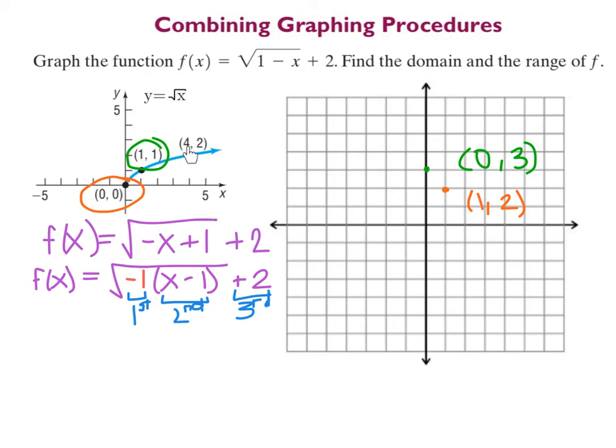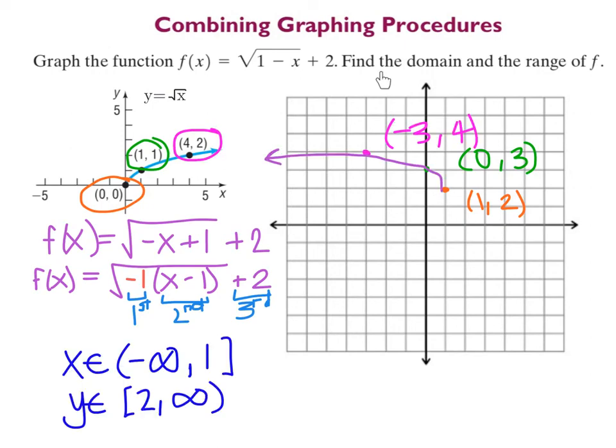My third key point, 4, comma 2, going to do the same 3 steps because duh. First, going to reflect that over the y-axis. So it will become negative 4, comma 2, which is roughly there. And then I'm going to move it to the right one. So that's negative 3, comma 2. And then move that up 2. So negative 3, comma 4.